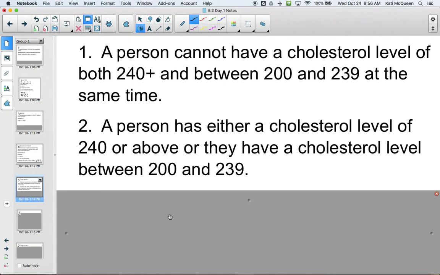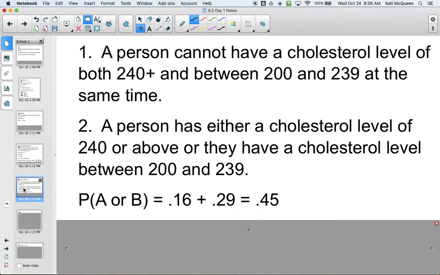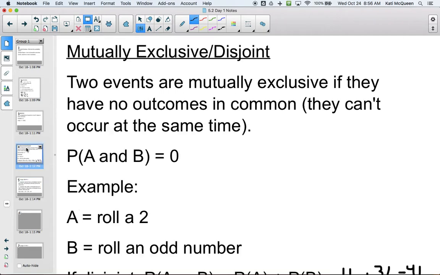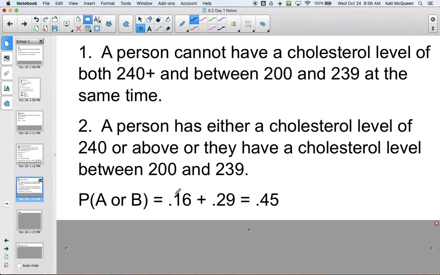All right, then in part 3, they gave us a new event, C, which is saying a person has normal cholesterol, which is below 200. So we wanted to know the probability of C. We actually need this last part of number 2 there, the probability of A or B. Because they were mutually exclusive, we were using this formula from the last page. So I added the probability of A plus the probability of B to get 0.45.